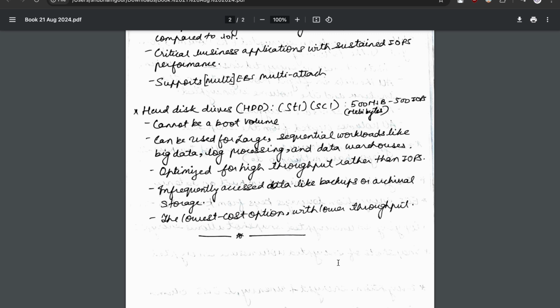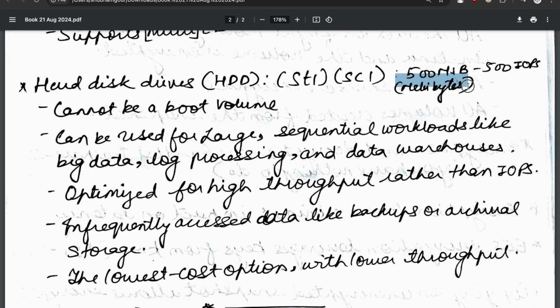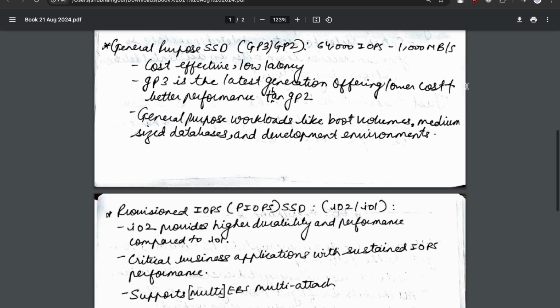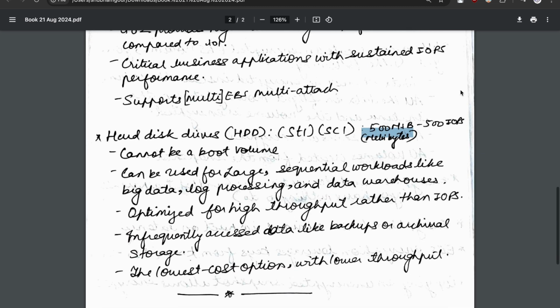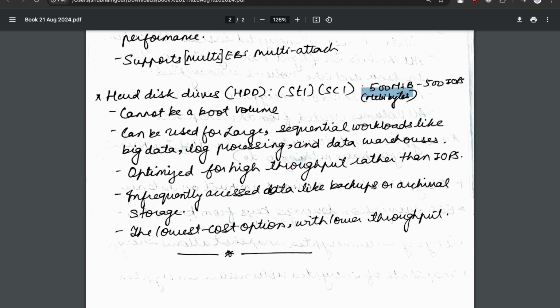Let's look at the last volume type, that is hard disk drive, which is further classified into st1 and sc1. It cannot be used as a boot volume. Why? Because the input output and the data transfer speed here are very low, that is 500 megabytes. Please note it's megabytes. And second, the input output per second you will be getting is just 500. So that's the reason you cannot use it as a boot volume.